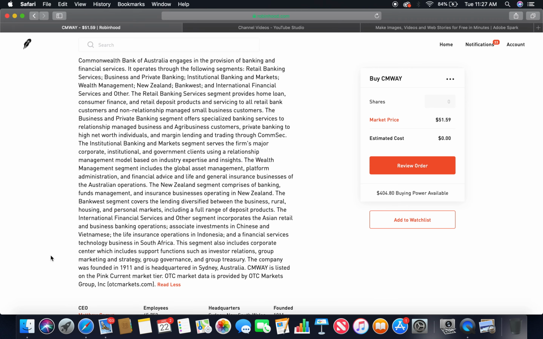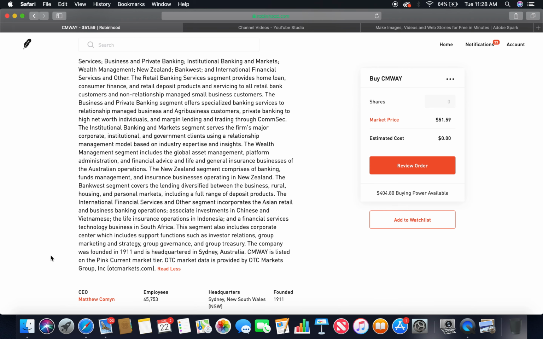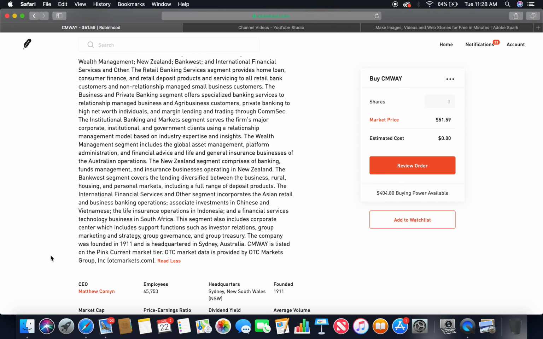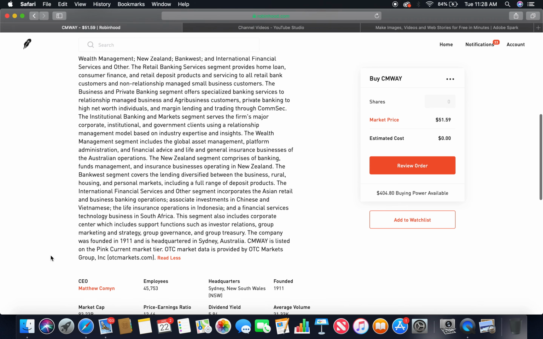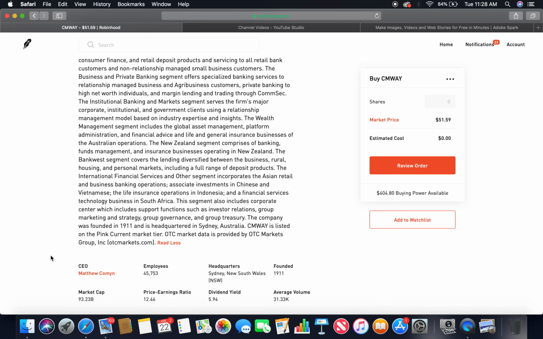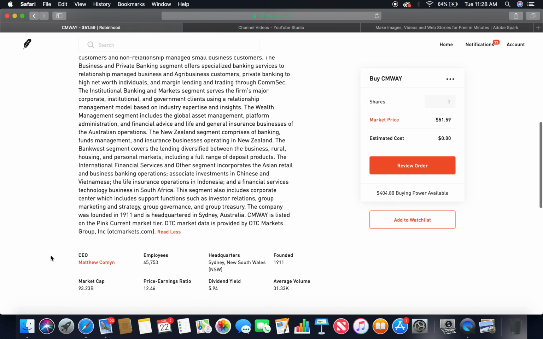Commonwealth Bank of Australia engages in the provision of banking and financial services. It operates through the following segments: retail banking services, business and private banking, institutional banking and markets, wealth management, New Zealand, Bank West, and international financial services and other. The retail banking services segment provides home loan, consumer finance, and retail deposit products and services to all retail bank customers and non-relationship managed small business customers.